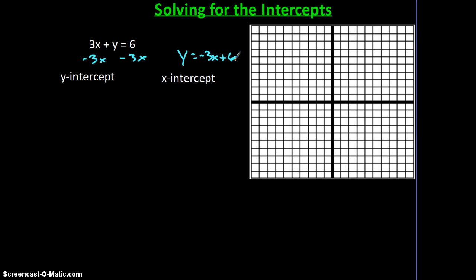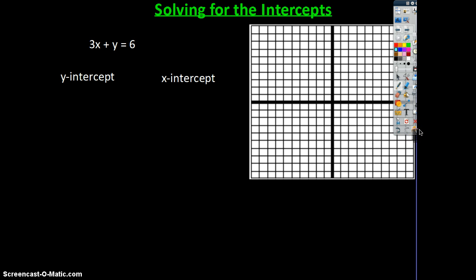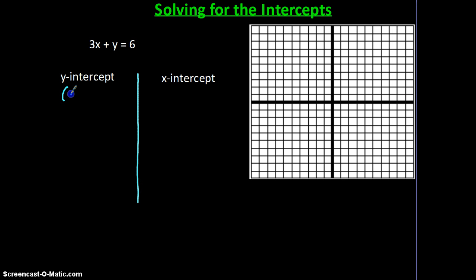But let's say it's a really hard one. I'm like, I really don't know how to do that. Here's where the x and y intercepts help us. I know for a fact my y-intercept has a coordinate for the x value that's 0 and some y value. Now I'm going to use that. In this case, I'm going to substitute in 0 for x. So I have 3 times 0 plus y is equal to 6.